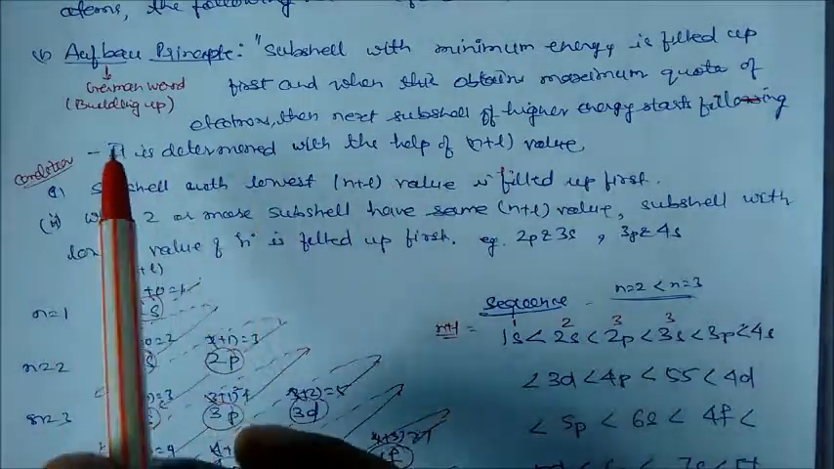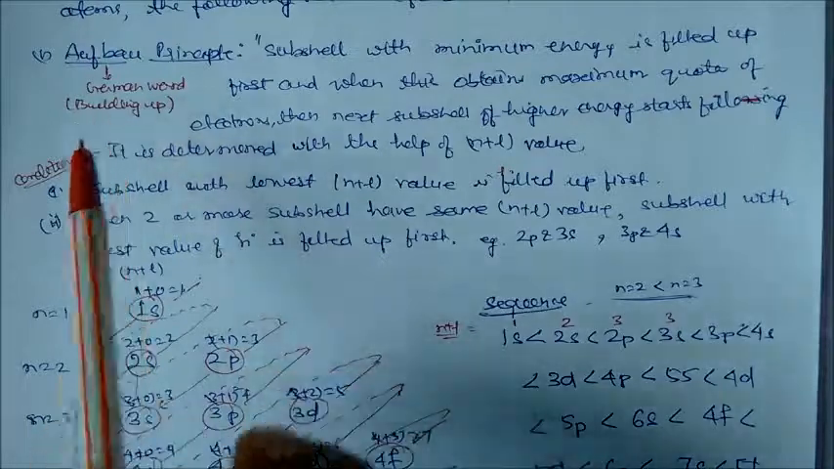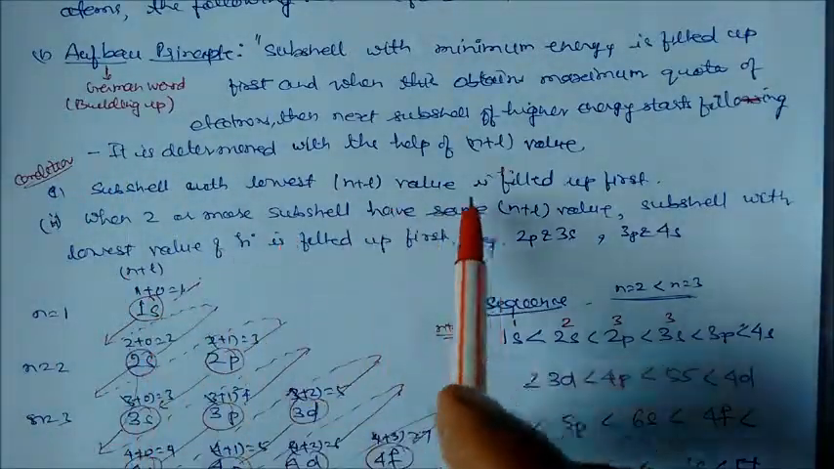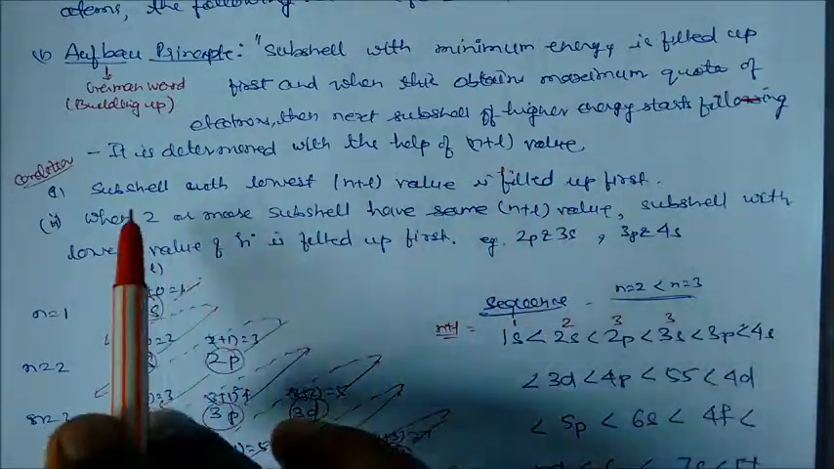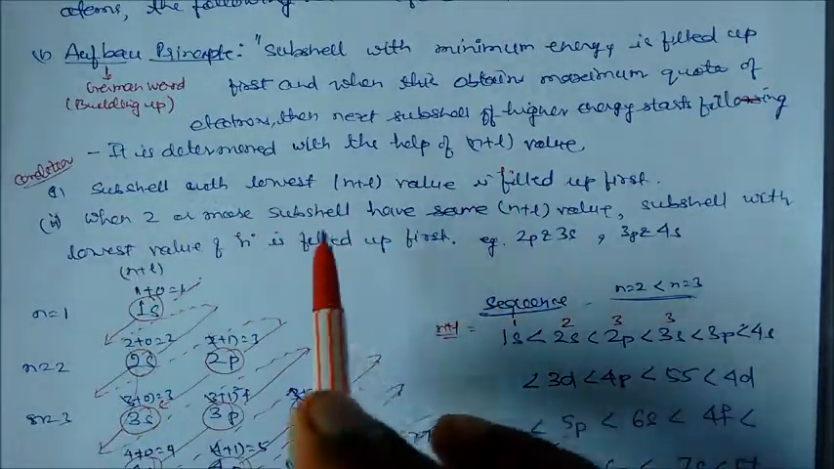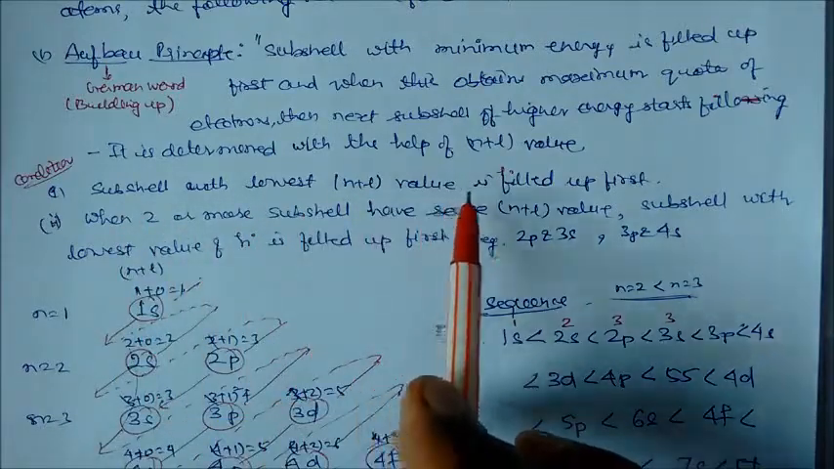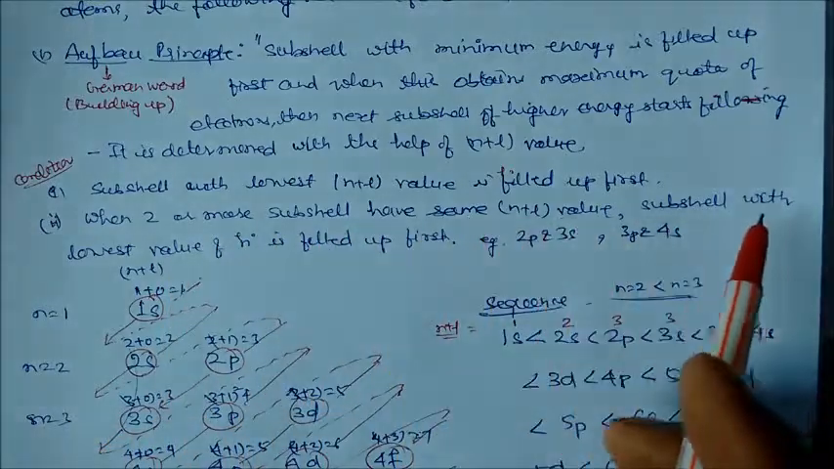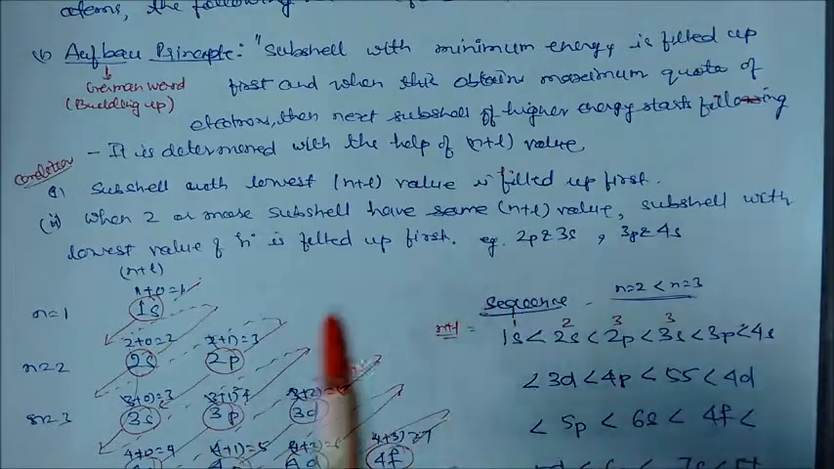What is Aufbau? Aufbau is a German word, not an English word. Its meaning is building up, meaning increasing. Something is increasing, so here energy is increasing. The n plus l rule we have seen, so there is no need of writing, I have written it just for revision purposes. So n plus l means the subshell with the lowest value will be filled up first. When two or more subshells have the same n plus l value, then the subshell with the lowest value of n is filled up first. We have seen this in the previous examples.